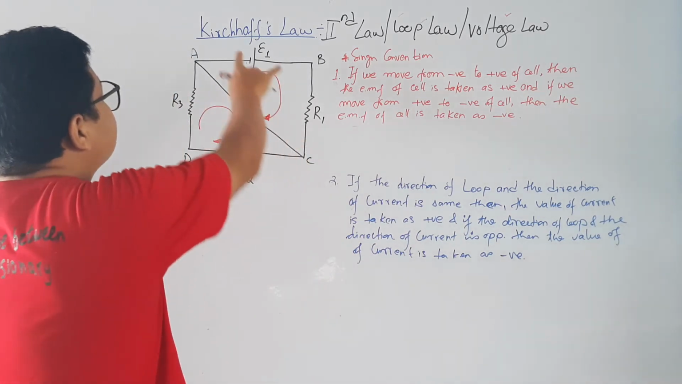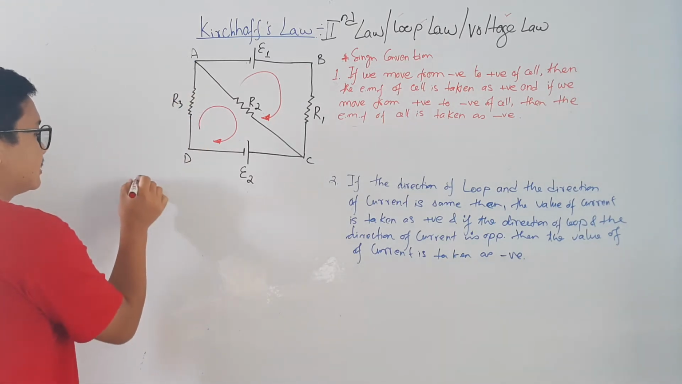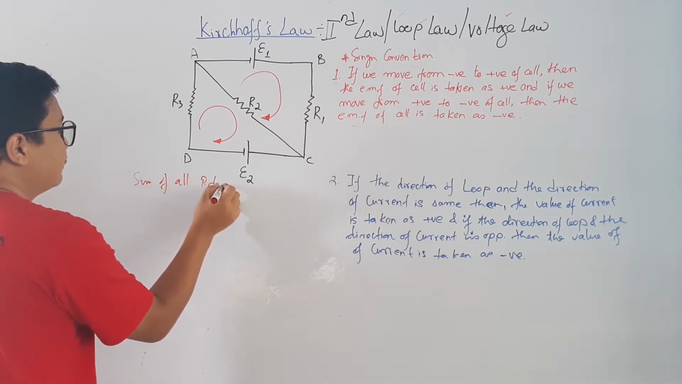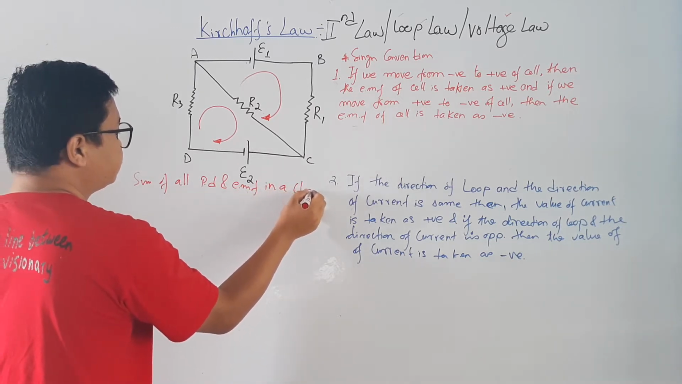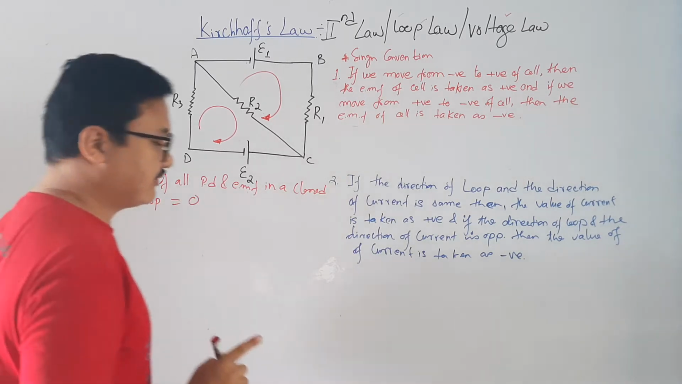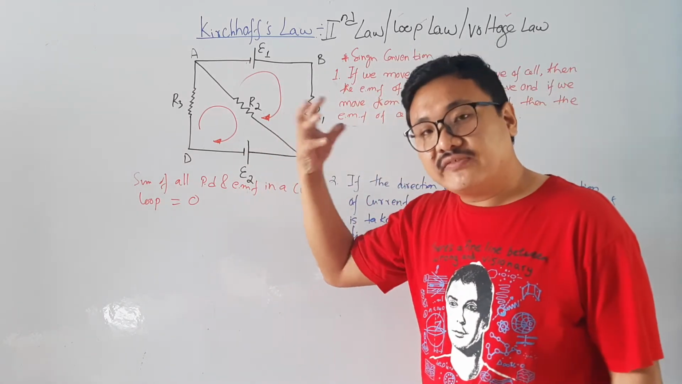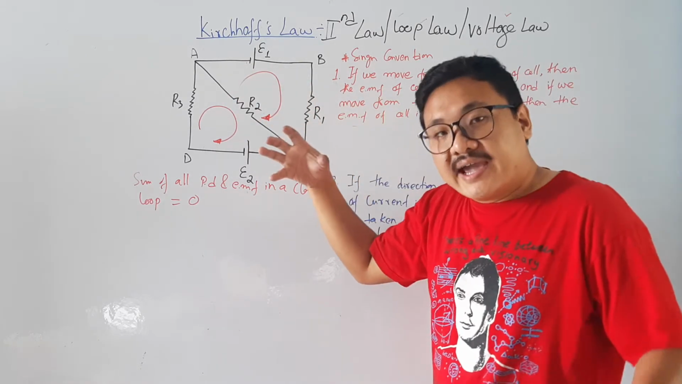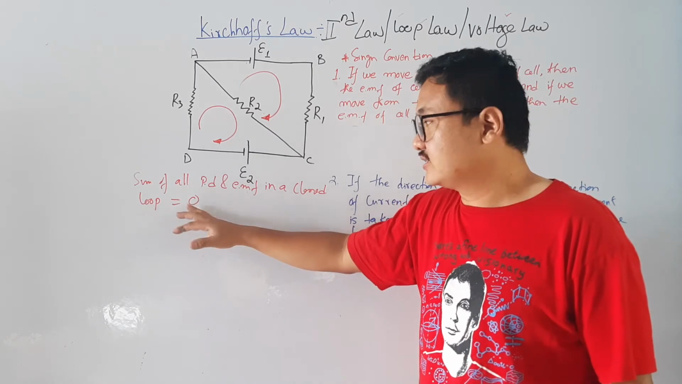Kirchhoff's second law states that the sum of all potential drops and EMFs in a closed loop is equal to 0. So this is the statement. Let us consider any loop, and if I add all the EMFs and potential drops, the sum will be equal to 0. Understood?